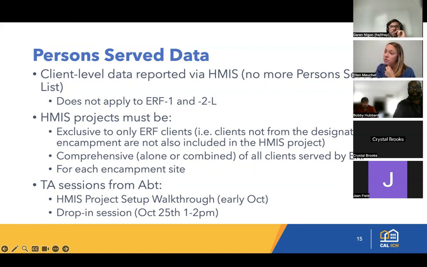Sandy asked, we just received funds. When do we have to submit our report? And who is wave one? It looks like there was confusion, and I apologize for that.